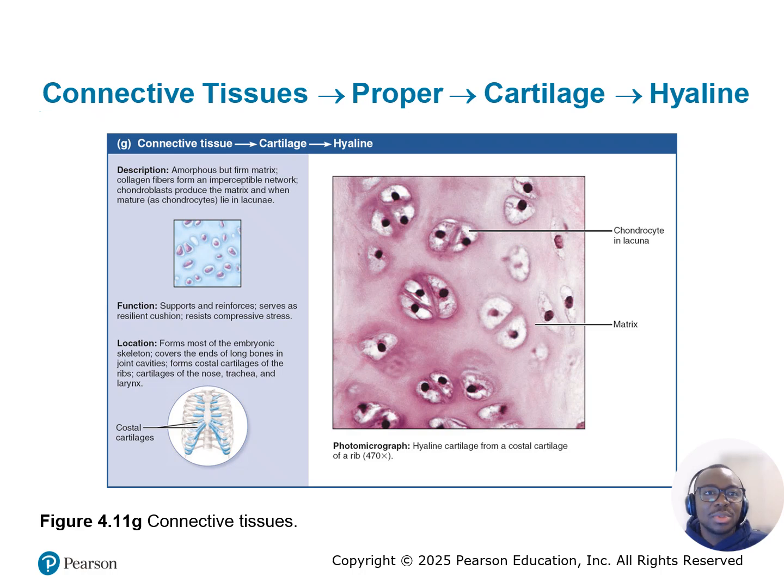Hyaline cartilage forms most of the embryonic skeleton before bones form, and it covers the ends of long bones in joint cavities. Hyaline cartilage forms costal cartilages of the ribs, cartilages of the nose, trachea, and larynx.